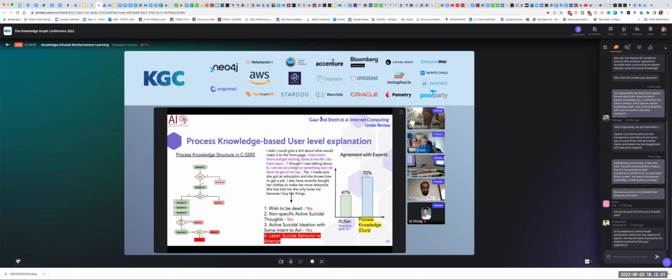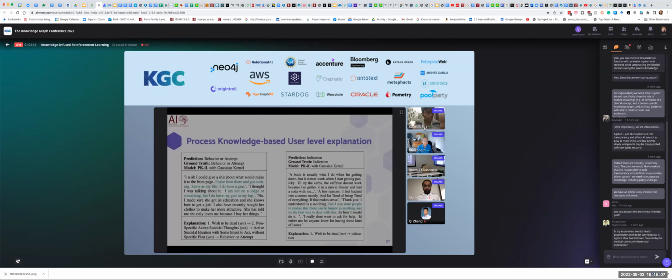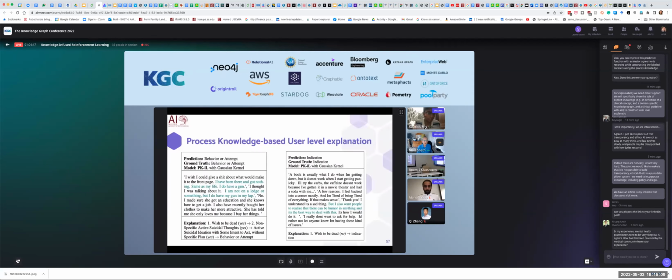This is what the program actually outputs. This was an illustrative example. It outputs an explanation of yes and no for each question in the CSSRS data.